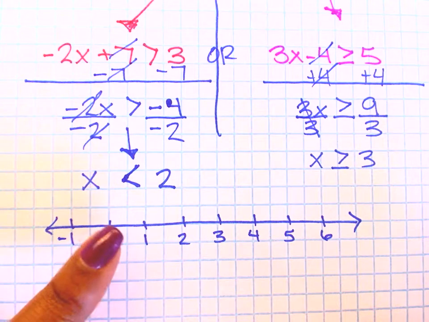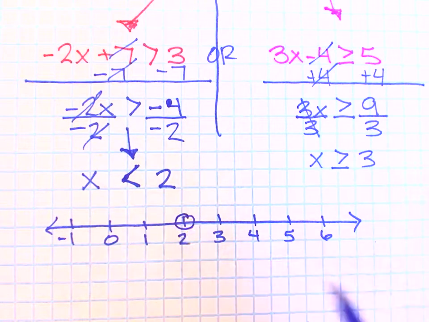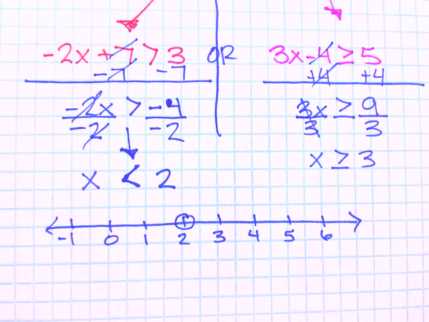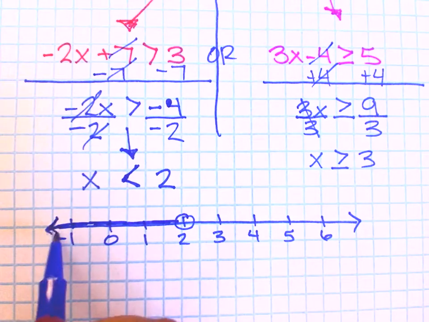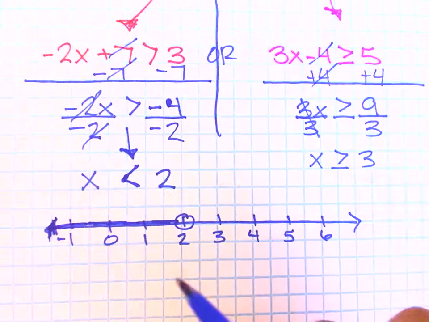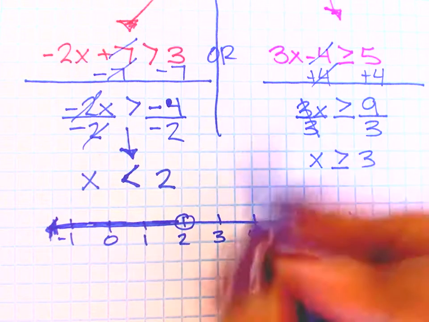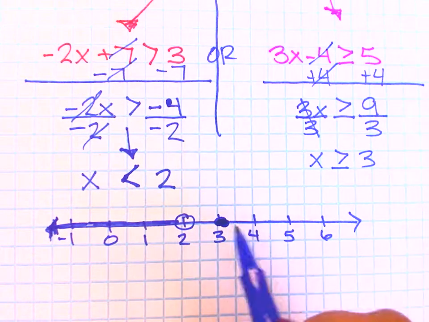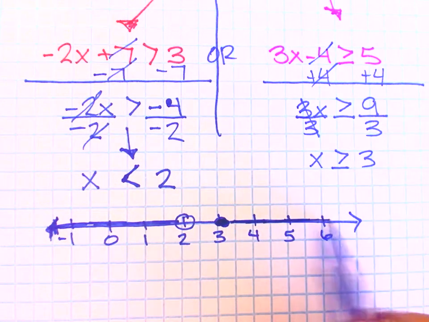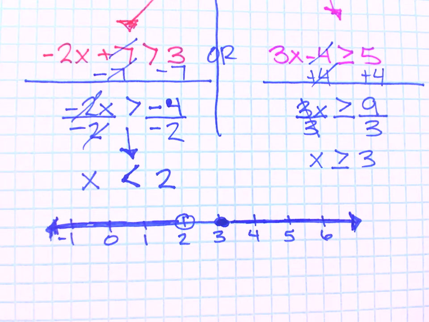So I'm going to look at the first one. X is less than 2. Open circle on the 2. It's pointing to the left, so I shade down to the left. I look at x is greater than or equal to 3, so that means it's a closed circle on the 3, because it's or equal to, and then it shades pointing to the right. And that's what your graph should look like.